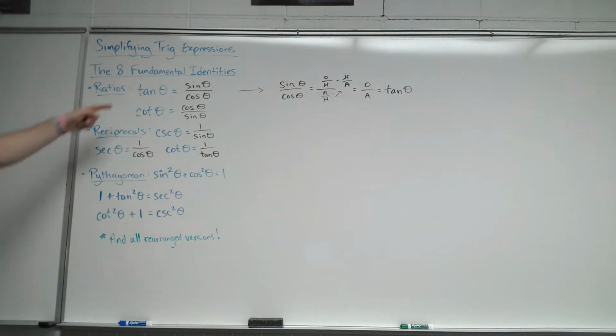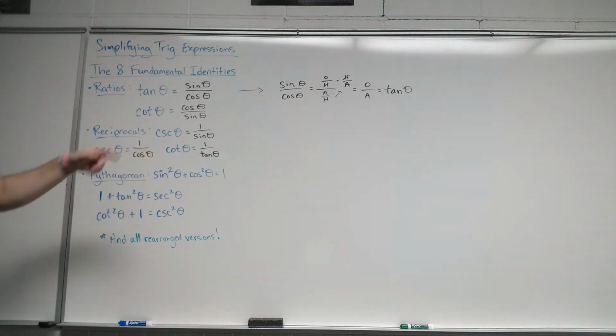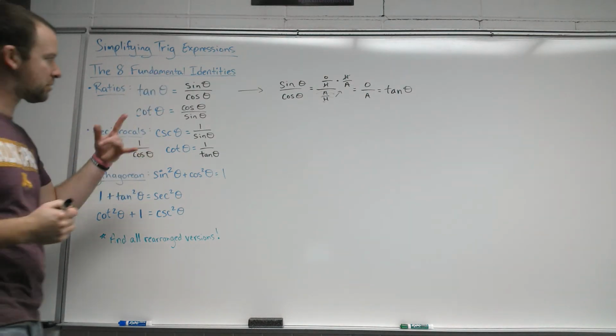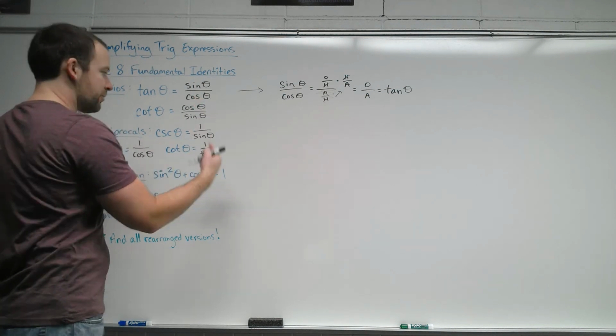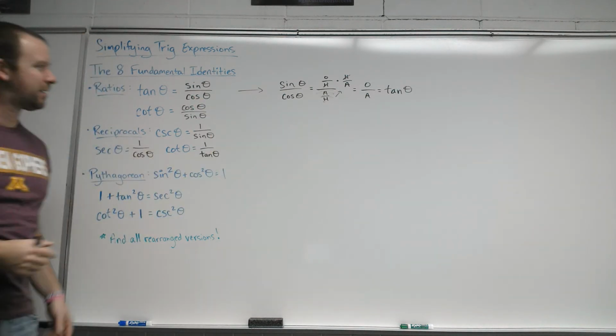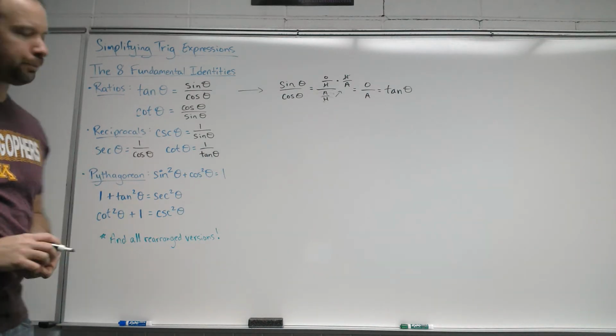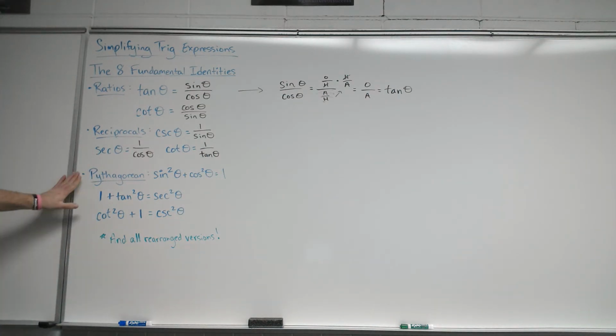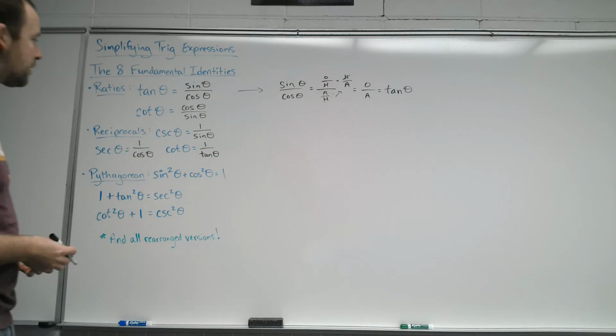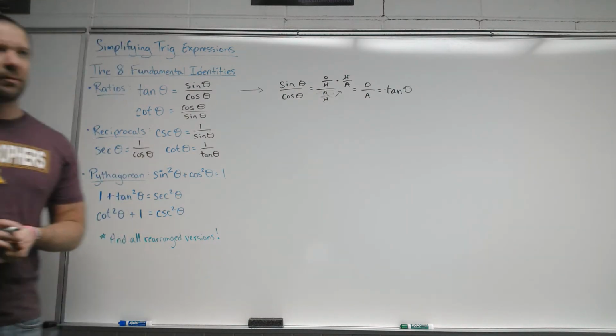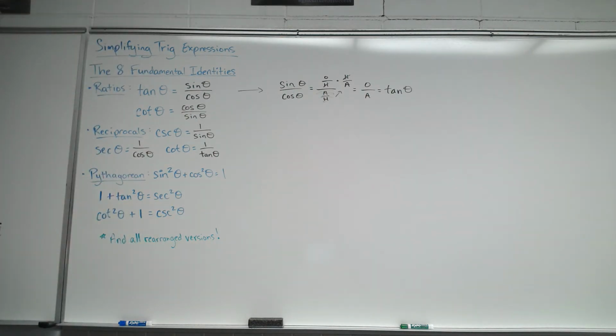We actually have two different identities that involve cotangent. Sometimes this one's more useful, sometimes that one's more useful. It's usually this one, but that's something that just comes with practice. Okay. And then the last three are what are known as the Pythagorean identities. The Pythagorean identities come from the Pythagorean theorem.